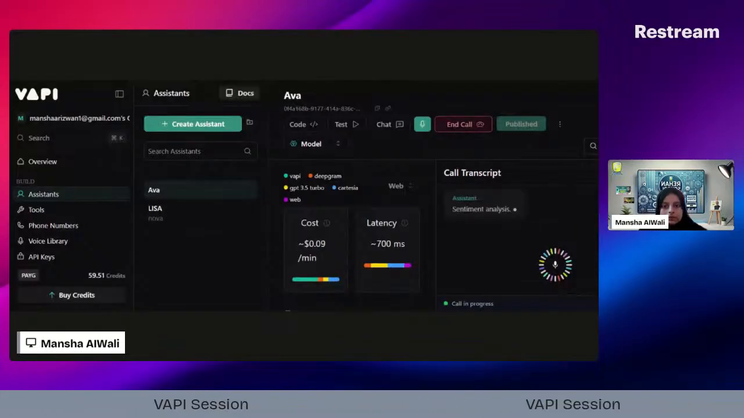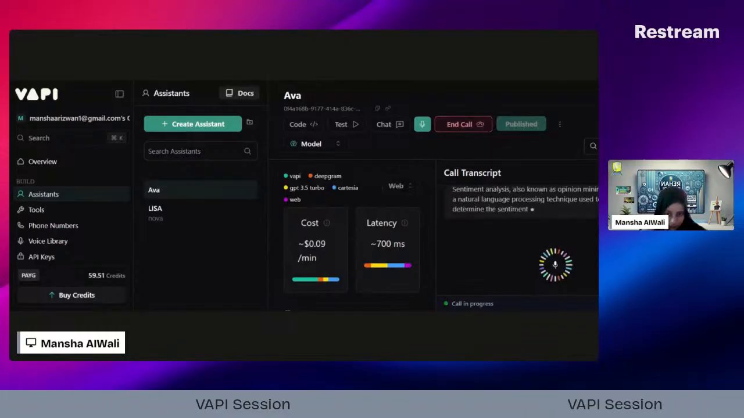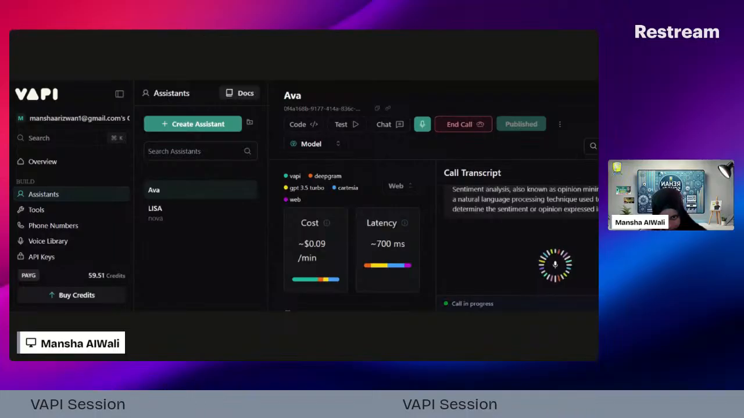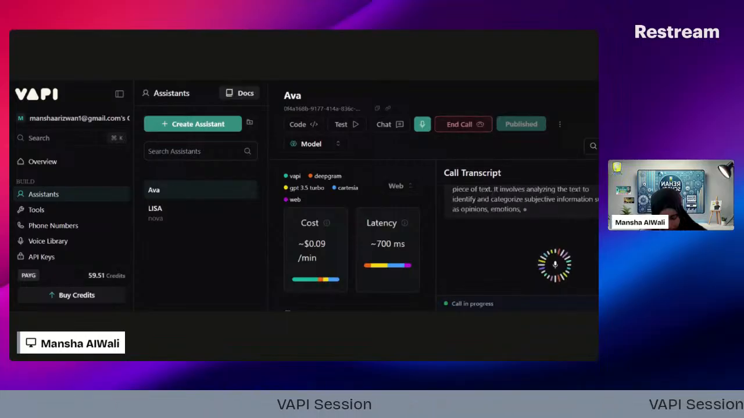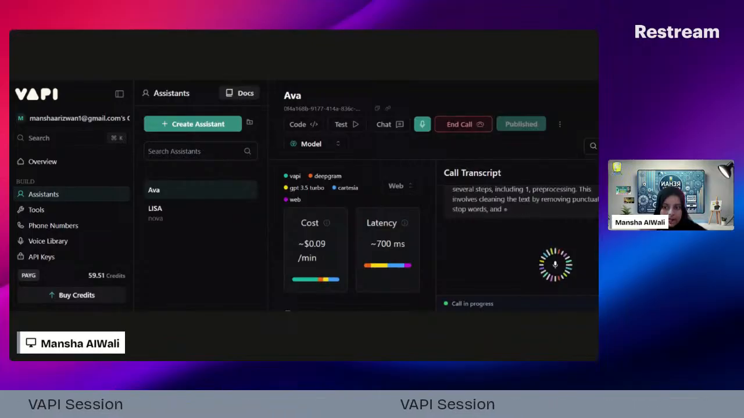Sentiment analysis, also known as opinion mining, is a natural language processing technique used to determine the sentiment or opinion expressed in a piece of text. It involves analyzing the text to identify and categorize subjective information such as opinions, emotions, and attitudes as positive, negative, or neutral. The process typically involves several steps, including 1. Pre-processing. This involves cleaning the text by removing punctuation, stop words, and other non-essential elements. It may also involve tokenization, which breaks the text into individual words or phrases.